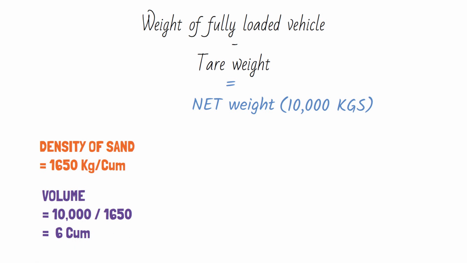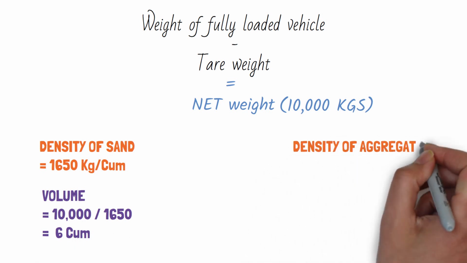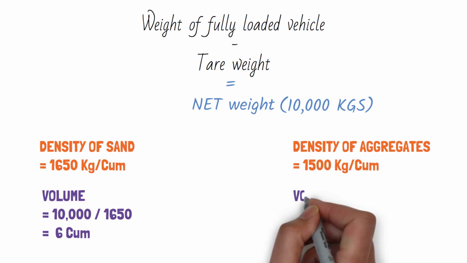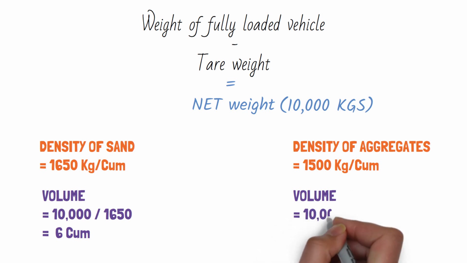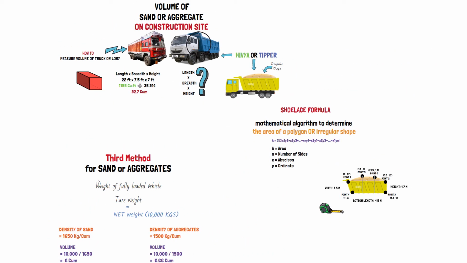In the same way for aggregate, if we divide the net weight by 1500 kgs per cubic meter, which is approximately the density of aggregate from 20 mm to 10 mm, we get the volume of aggregate, which is 6.66 cubic meters. And this is how we calculate the volume of any type of material we receive on site.